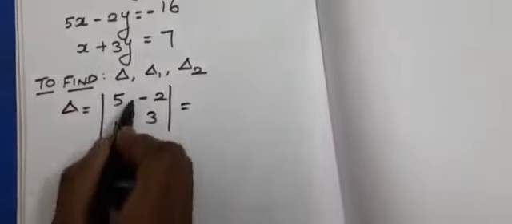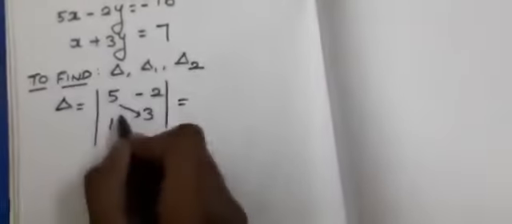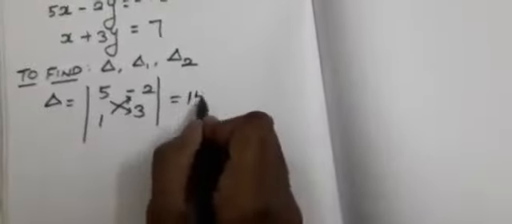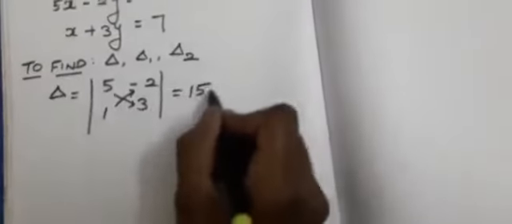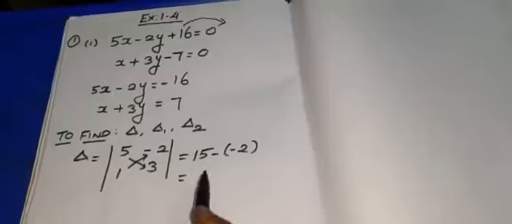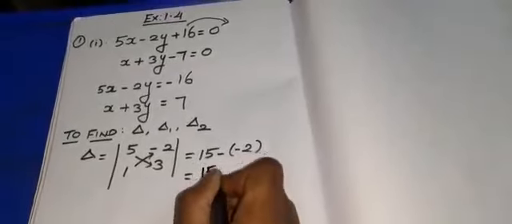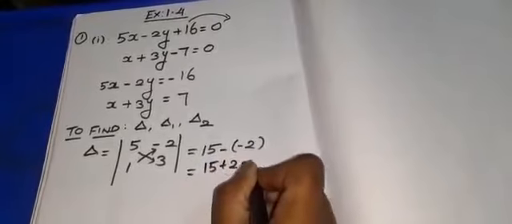How to calculate, students? You are going to cross multiply the terms. That is 5 threes are 15, minus of minus 2. So you will get 15 plus 2. And what is the answer you are getting here, students, for delta?